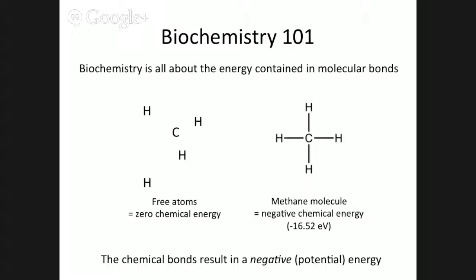But to answer your question, if I were to ask for the chemical energy of this molecule, the correct form would be negative 16.52. I probably would be fine with just positive 16.52, as long as you understand that it's negative. And I'll show why that's important in just a moment. That's why it's negative. Okay, any questions on this?